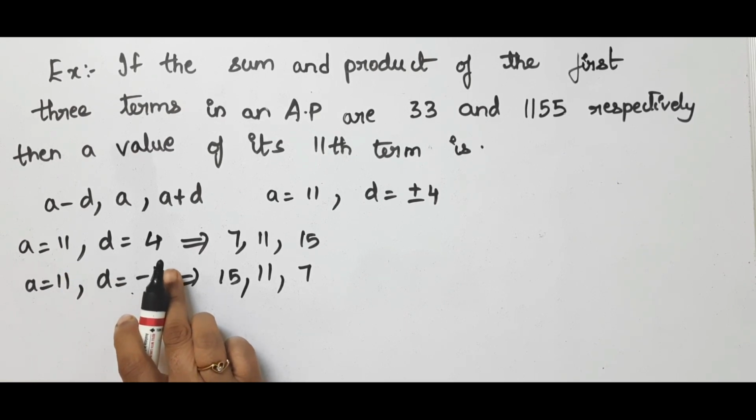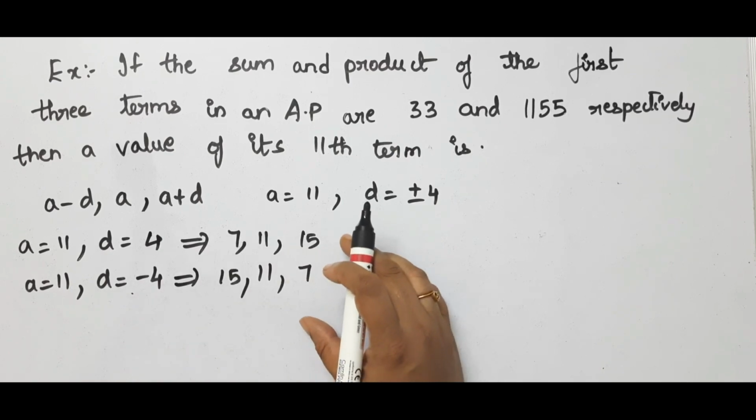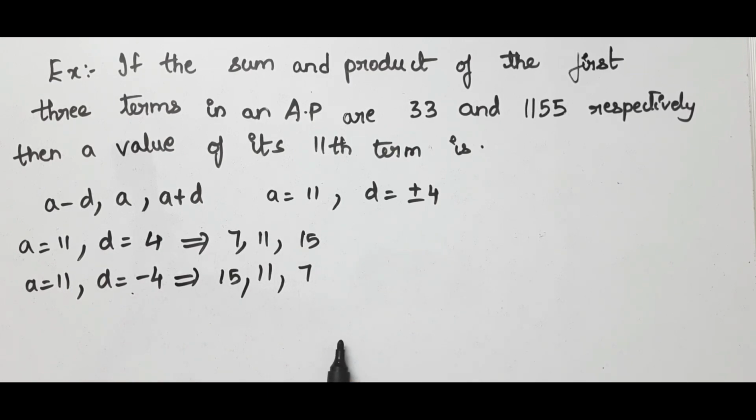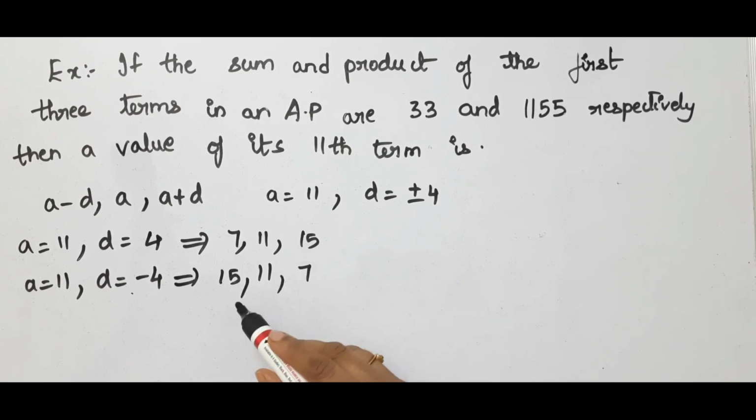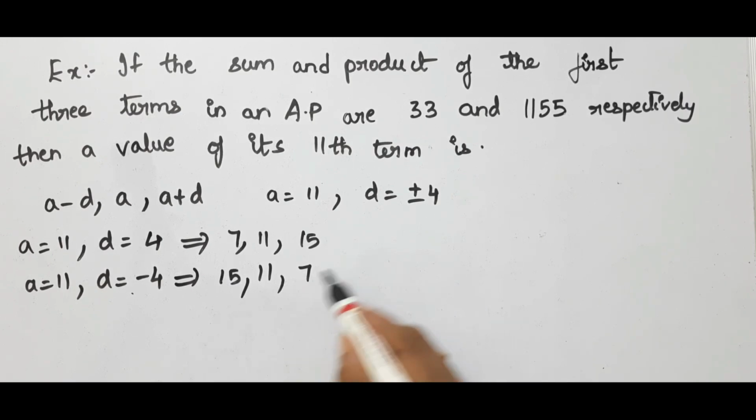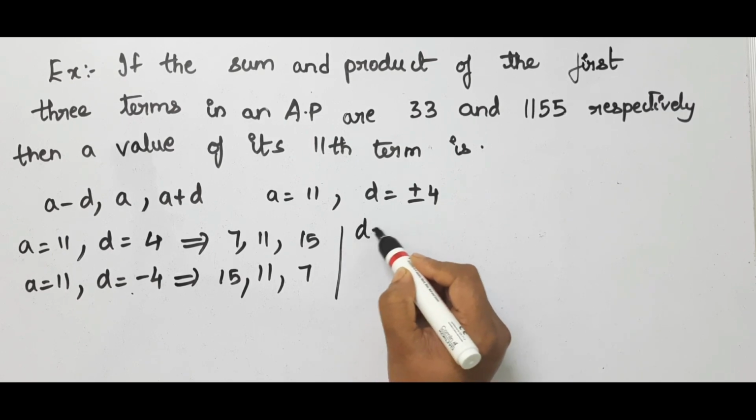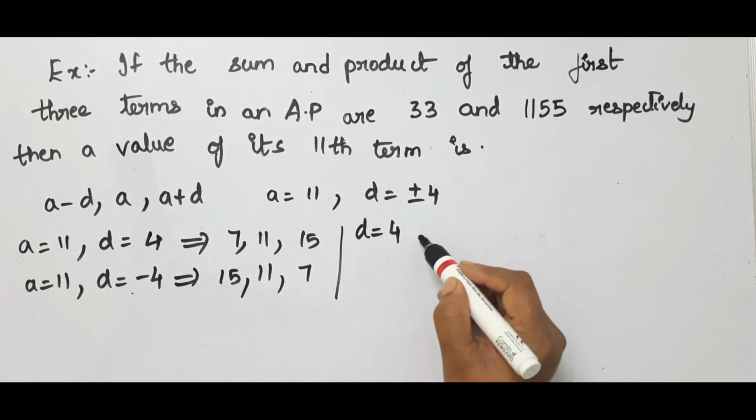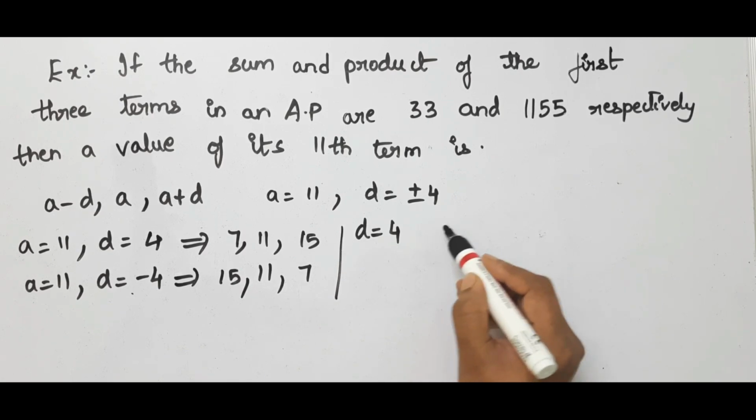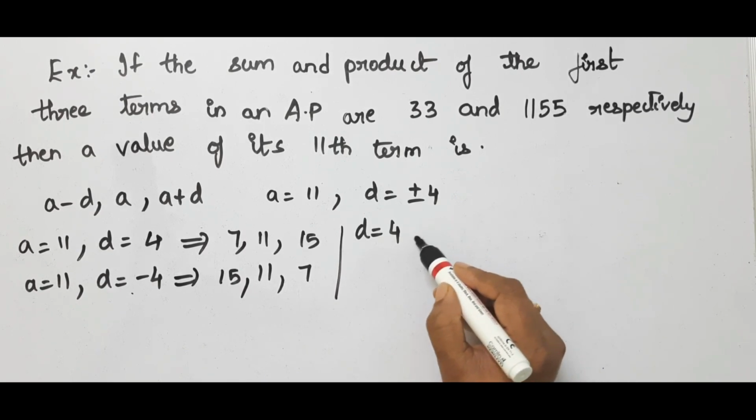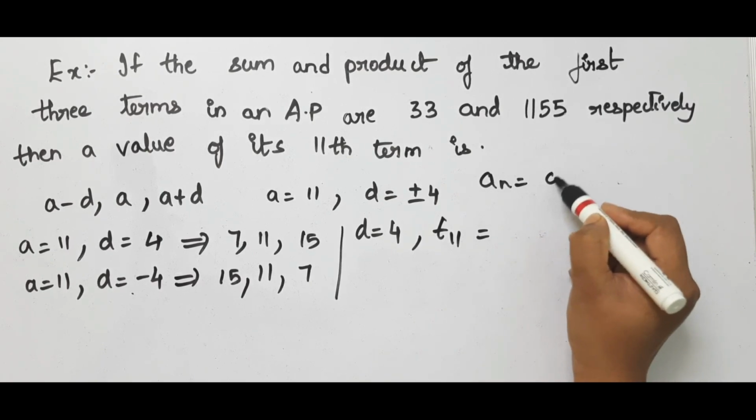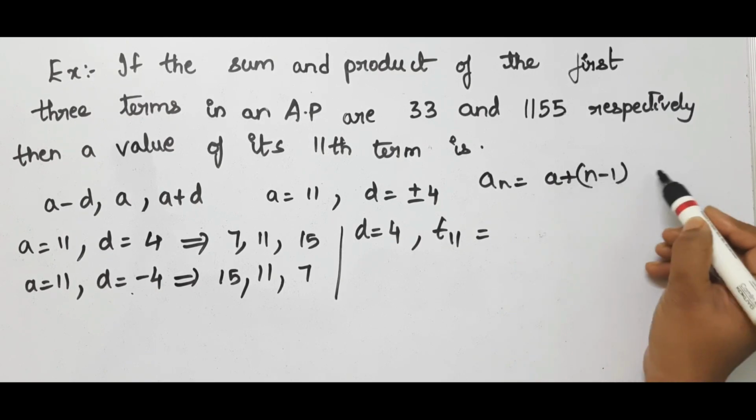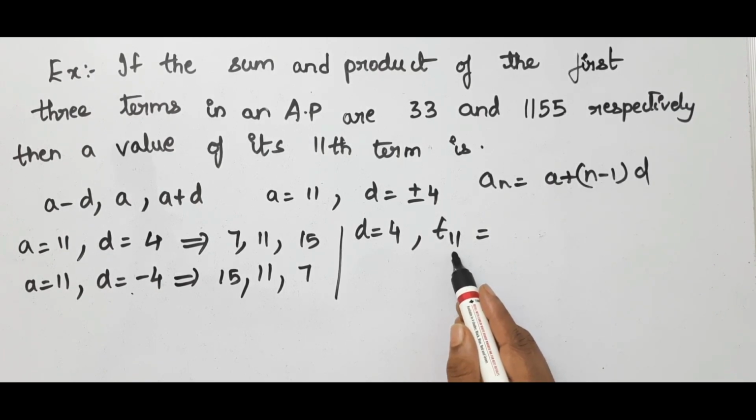So these are the numbers we got with the first term as 11, A value as 11 and common difference as 4. Okay, these are the three numbers. Now using these numbers we can easily find the T11, is it not? So we have first three terms 7, 11, 15, and 15, 11, 7. So let us first find with D is equal to 4. With common difference 4, the T11 will be found using the formula An is equal to A plus n minus 1 into D. We need T11, the 11th term, is it not?